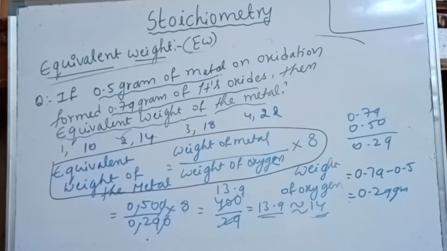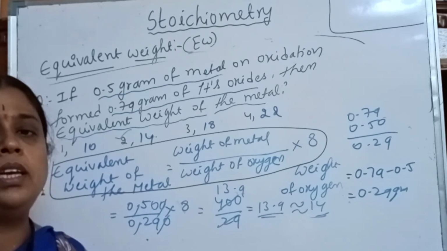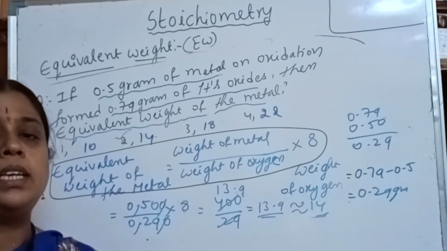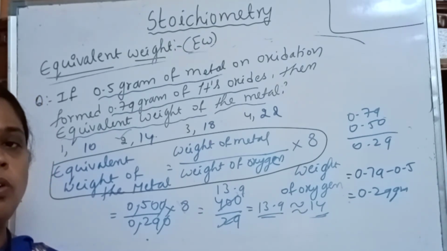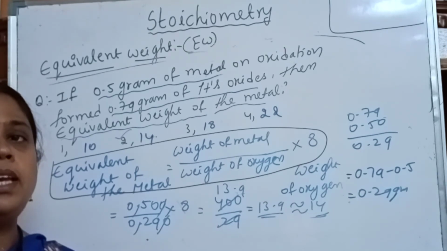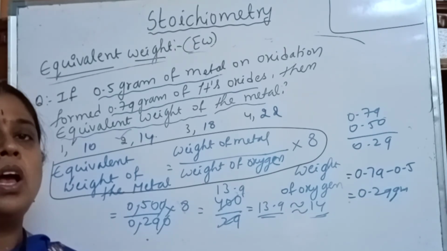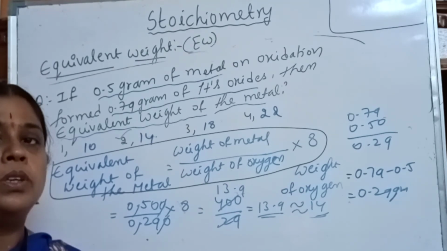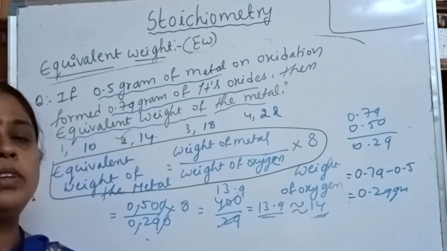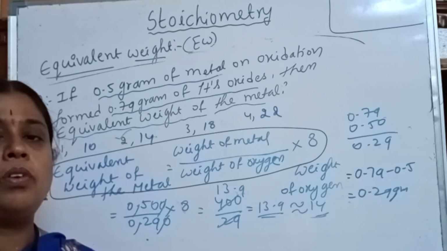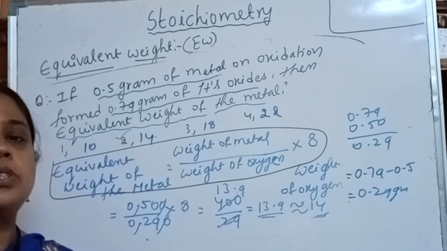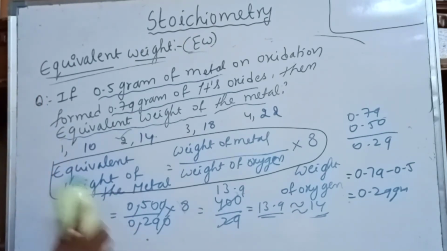So this is one model question on calculation of equivalent weights of substances. Generally in chemistry we have different types of compounds, mainly acids, bases, salts, oxidants and reductants. Now we are going to discuss how to calculate the equivalent weights of different acids, bases, salts, oxidants and reductants.